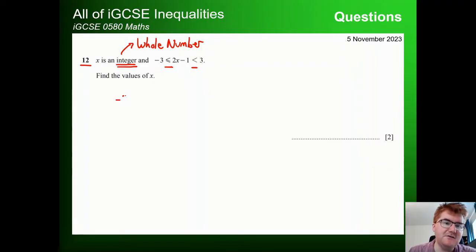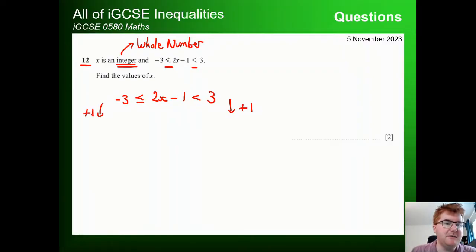Now, the way I tend to approach this kind of question is actually solve in parallel. So what do I mean by that? Well, we're going to solve both sides of the inequality at the same time. Now, just like any equation, we want to get the x on its own. So again, we have to work away at that central term here, 2x minus 1, to get x on its own. So the first thing we're going to do on all sides is add 1 on all sides to make sure we can remove the minus 1 here.